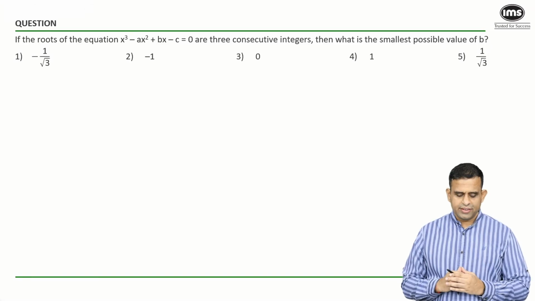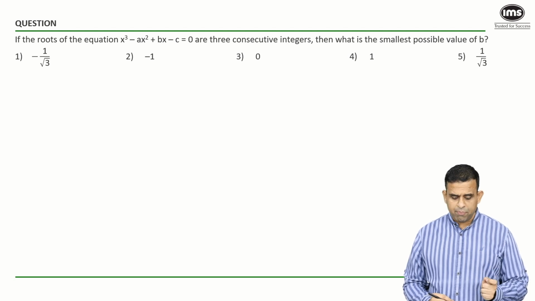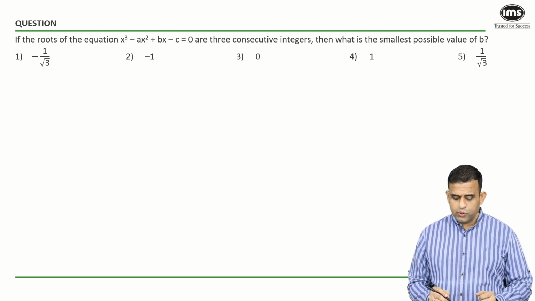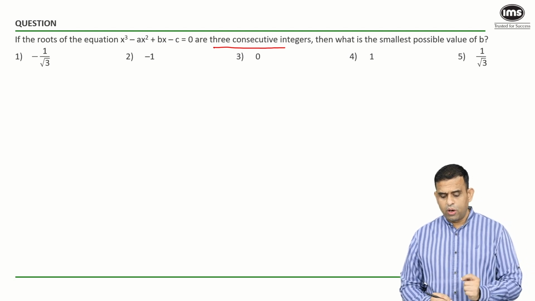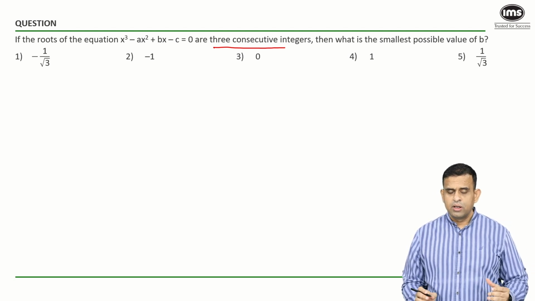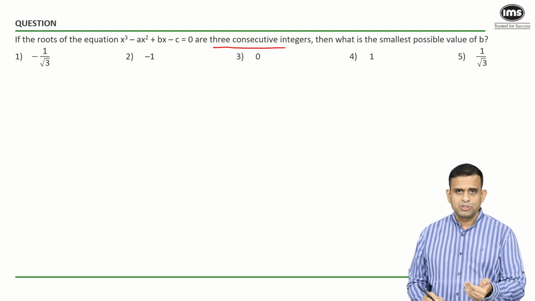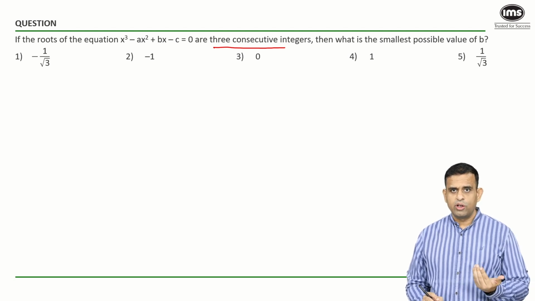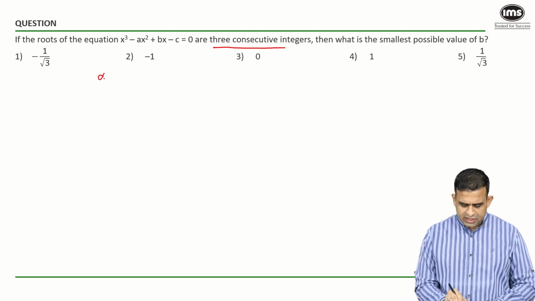In this sum, it is given that if the roots of the equation x cube minus ax square plus bx minus c equal to 0 are 3 consecutive integers, then what is the smallest possible value of b? Now what I can do is I can take my roots as alpha, alpha plus 1, alpha plus 2, but since they are consecutive, they also follow an AP, one after the other. I can also take them as alpha minus 1, alpha and alpha plus 1.